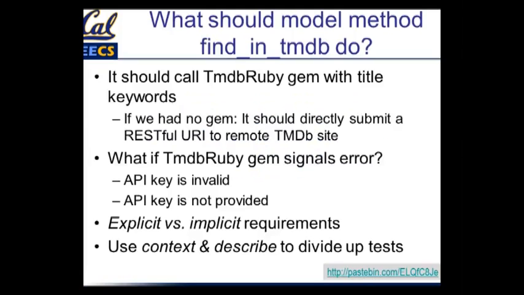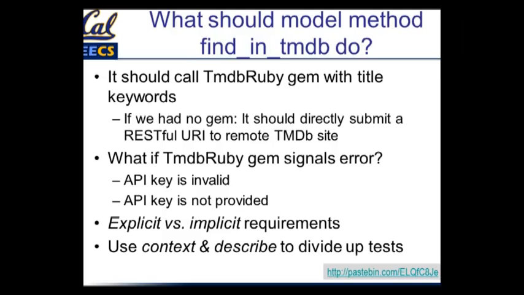Well, we have this introduction to the Ruby TMDB gem, which wraps the API for TMDB. Now, if we had no gem, what the model method would do is probably just submit a RESTful URI directly to TMDB and do something with the results. We do have a gem, so in this case, we just say the movie method should call that gem and make sure that it passes the right arguments to it.